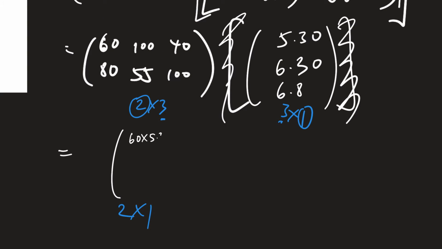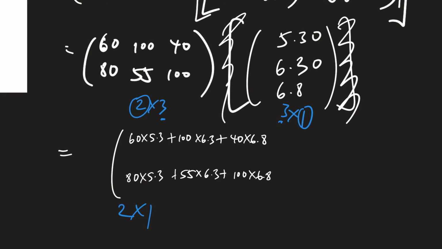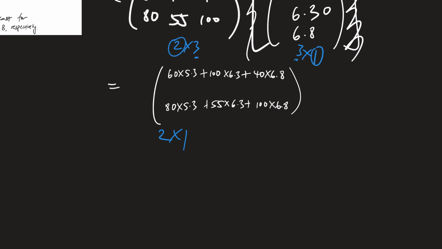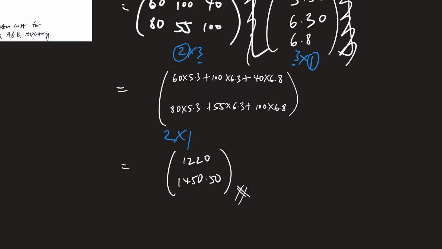60 times 5.3 plus 100 times 6.3 plus 40 times 6.8. This would be 80 times 5.3. Okay, key all of that into the calculator, and we get this. Cool. Now let's try to figure out what we just calculated.